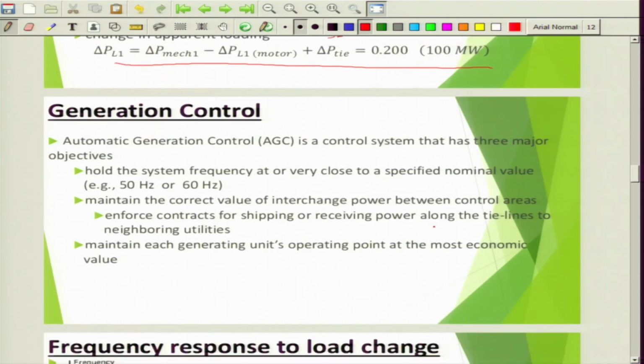Automatic generation control is a control system that has three major objectives. Hold the system frequency at or very close to a specified nominal value, that is 50 Hz or 60 Hz. Maintain the correct value of interchange power between control areas, enforcing contracts for shipping or receiving power along the tie lines to neighboring utilities, and maintain each generating unit's operating point at the most economical value. You need to operate at the most economical value, ensure that power flow happens as per schedule and dispatch, and ensure that the frequency is restored to the nominal value, 50 or 60 Hz.